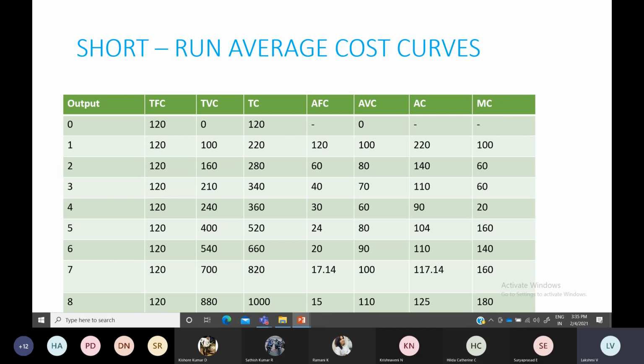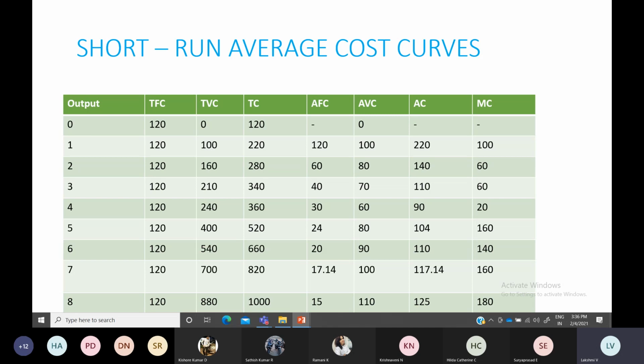Okay, short run average cost curve: what does short run mean? During a short span of time, you keep one of the factors variable, and all others will be fixed. That is the meaning of short run. Only one factor, labor, you can increase, but all the other factors, capital, plant, machinery, whatever you are involving in your production, have to be fixed. That is the short run actually.